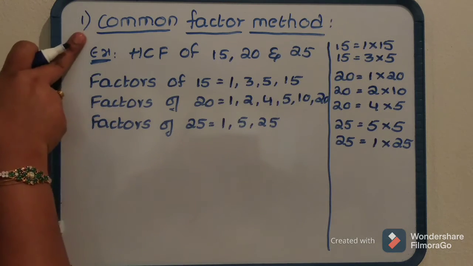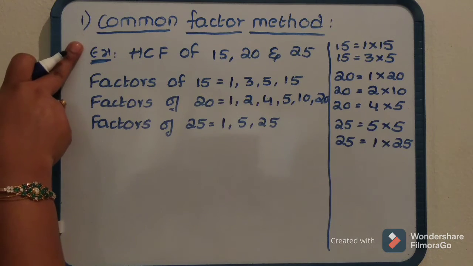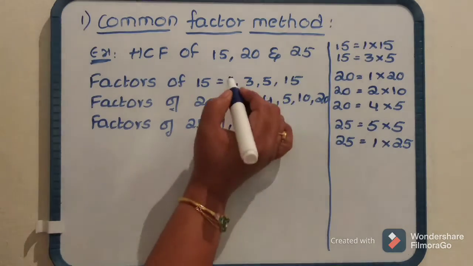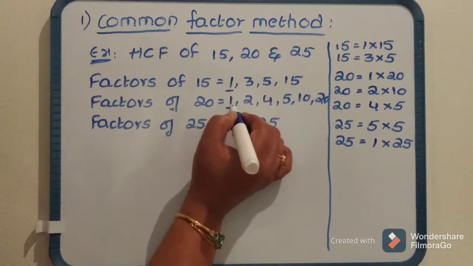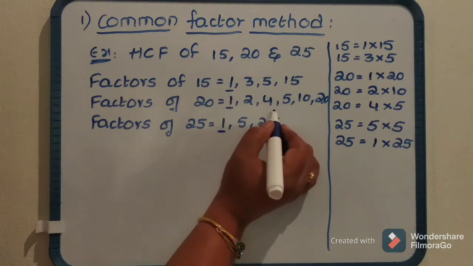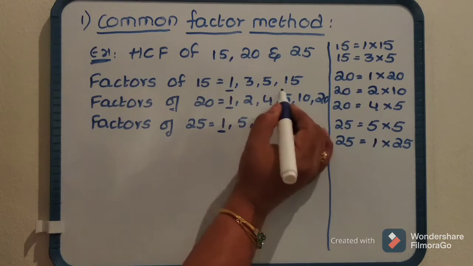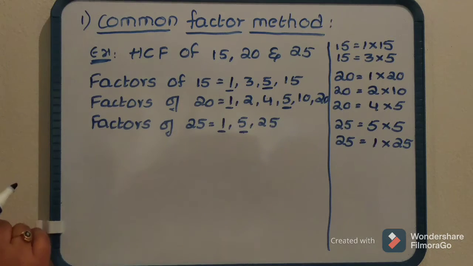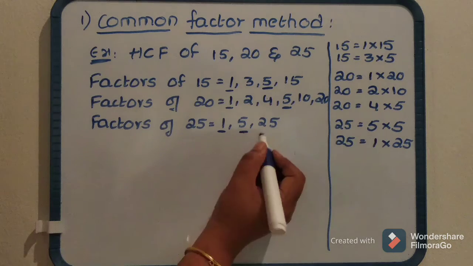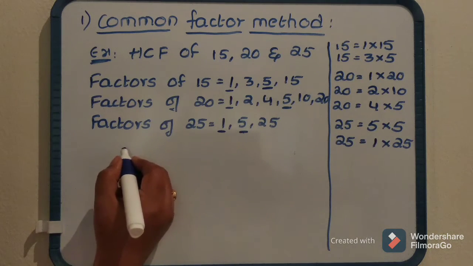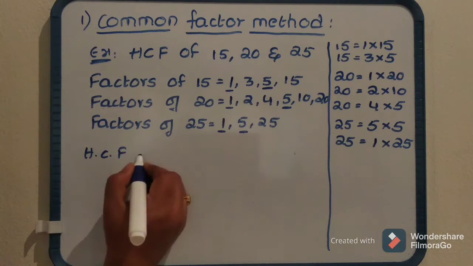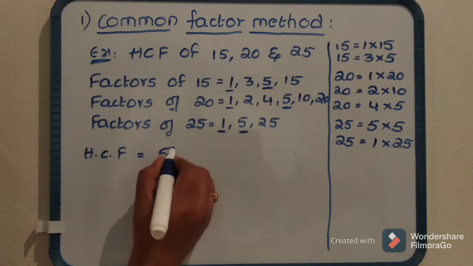So, as the name indicates, we have to find the common factors in all the three numbers. So, common factors are 1, 5. Highest among 1 and 5 is 5. So, HCF of the given numbers is 5.